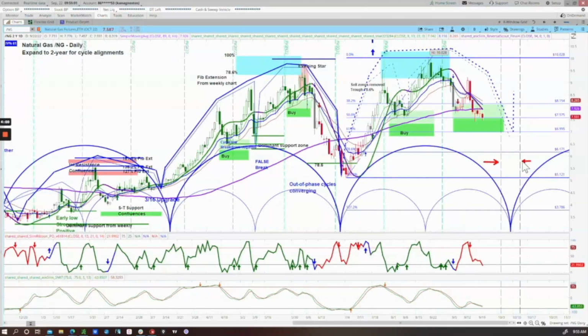Those dates fit within the cycle timing window that I just spoke about on the weekly chart, and that is why /NG is found in the In Sync box on the cycle low timing tracker.